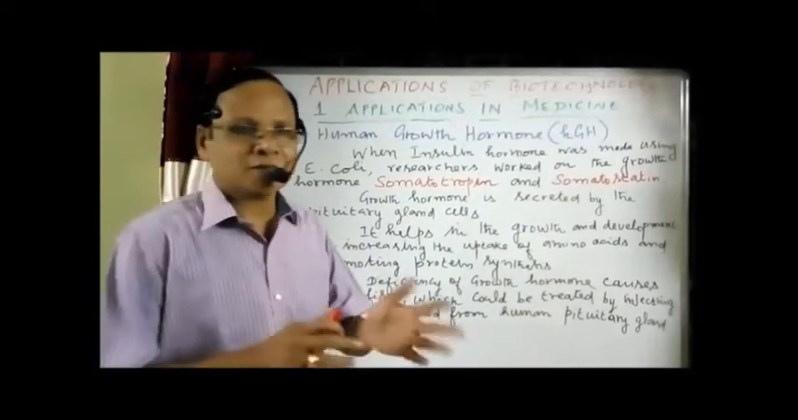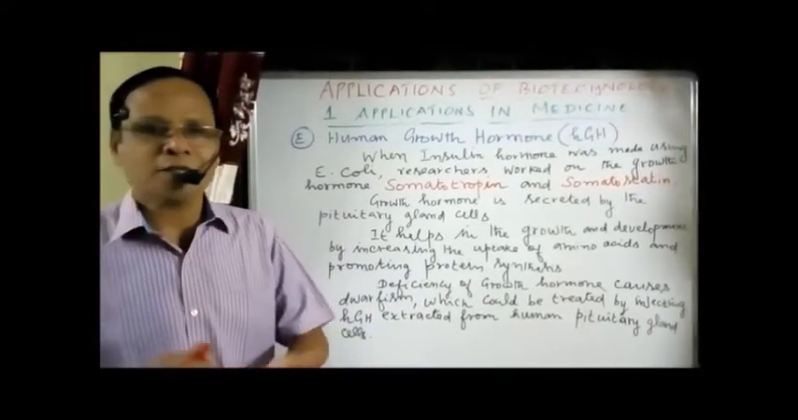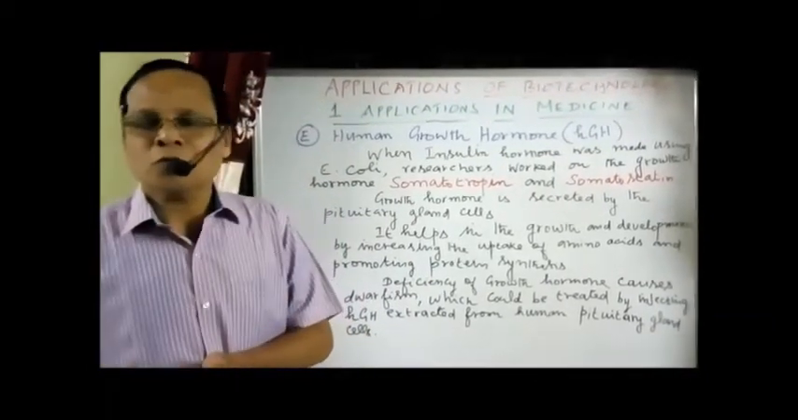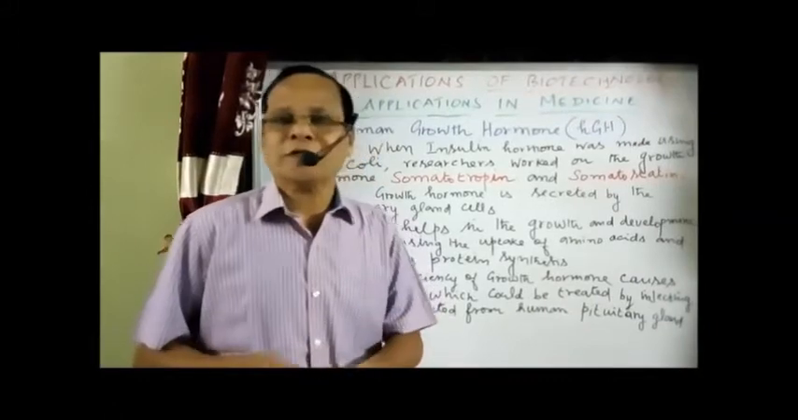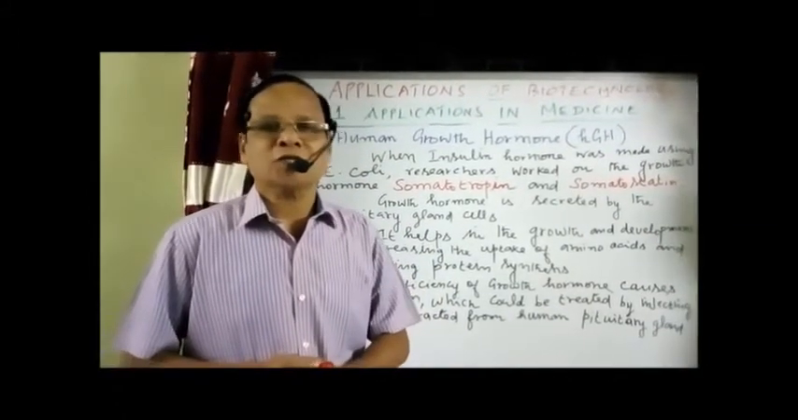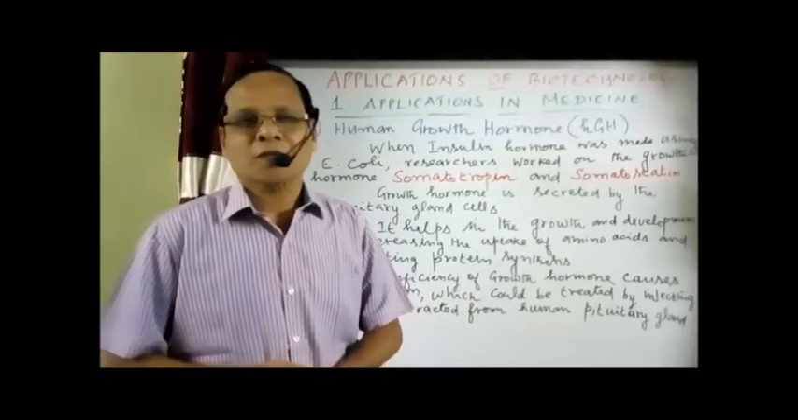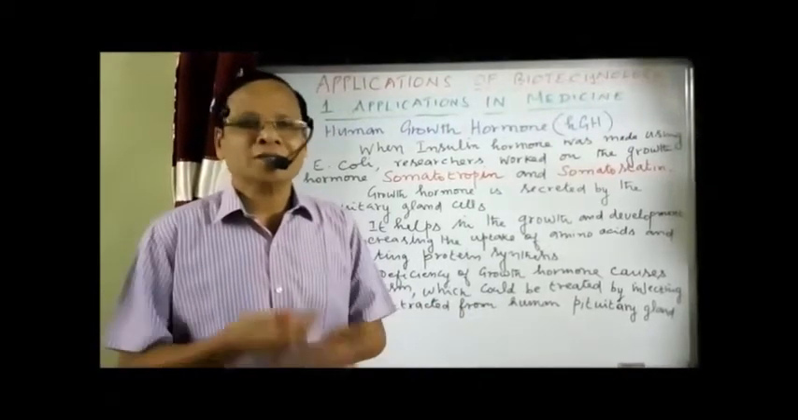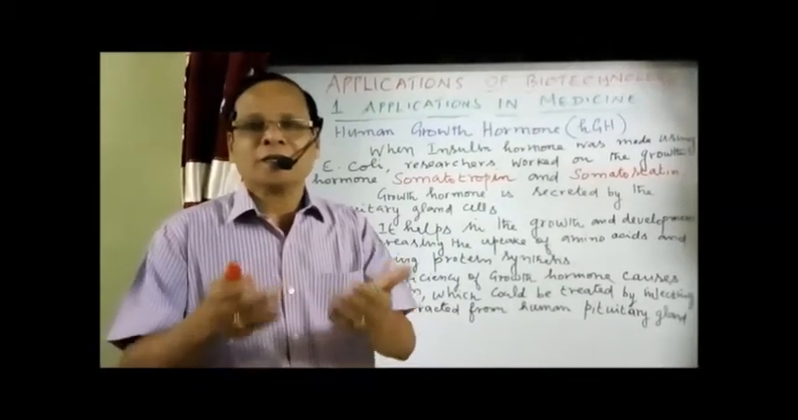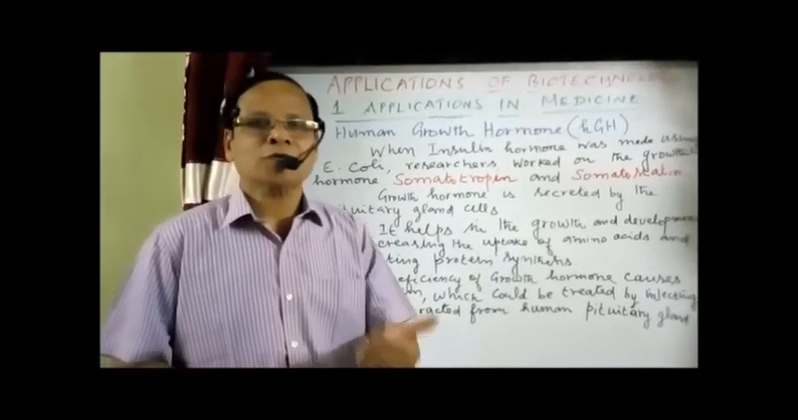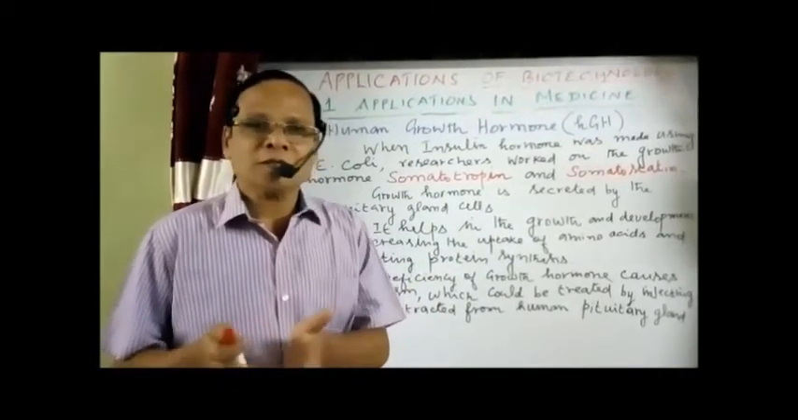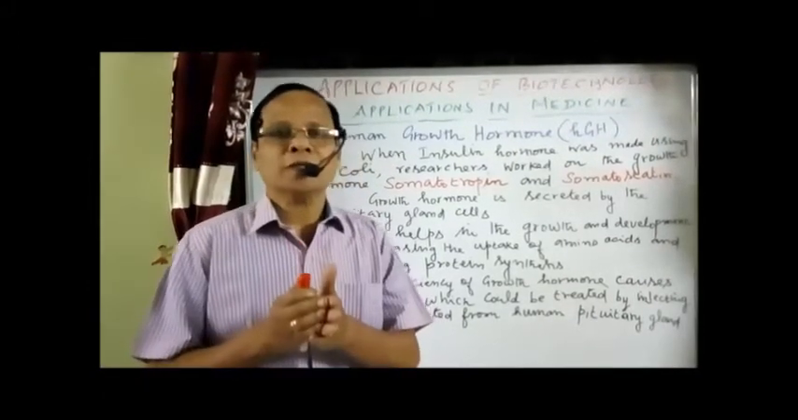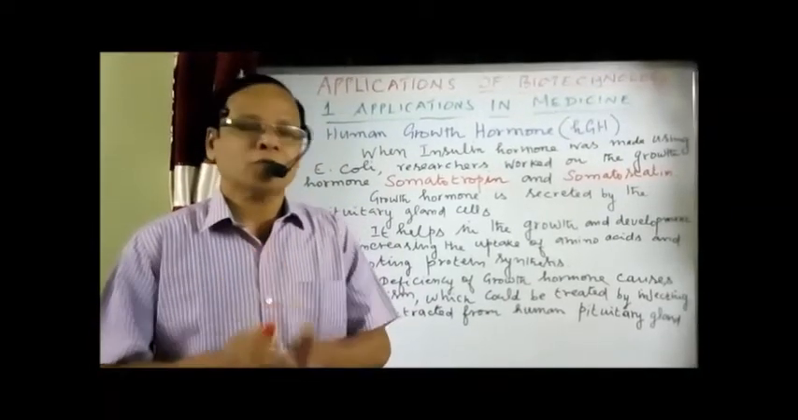These are the factors concerned with the treatment of disease, say, for example, jaundice or dwarfism. Now, the growth hormone is secreted by the adenohypophysis, that is the anterior lobe of the pituitary gland. Its function is growth and development of the body. How? By increasing the uptake of amino acids, which are responsible for protein synthesis, thereby helping the growth and development of the body.